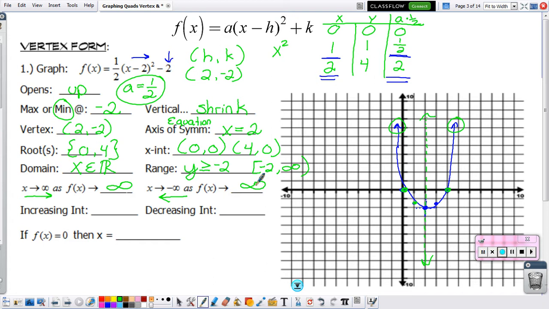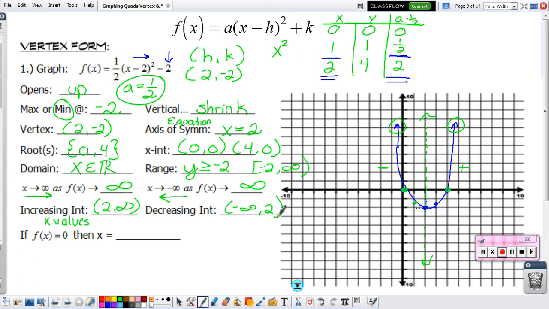Increasing and decreasing intervals: we are thinking, for what x values are my y values going up? If you look at your graph, we are increasing, and you can also think of it as positive slope, from x values 2 to positive infinity. Decreasing, as my x values are getting bigger, my y values are going down. So we are decreasing from negative infinity to 2. Once again, when I'm doing increasing and decreasing intervals, I am looking for the x values.